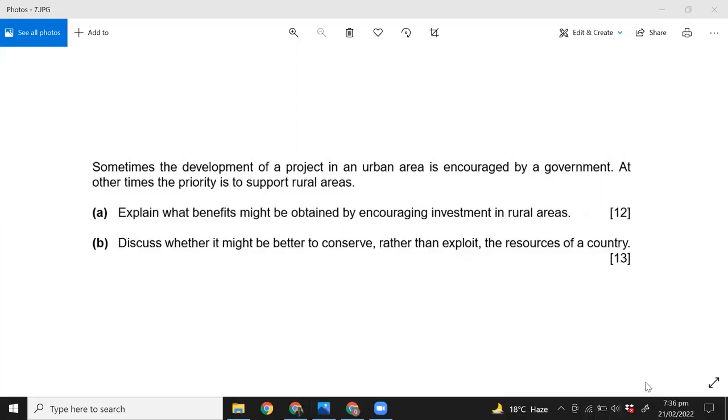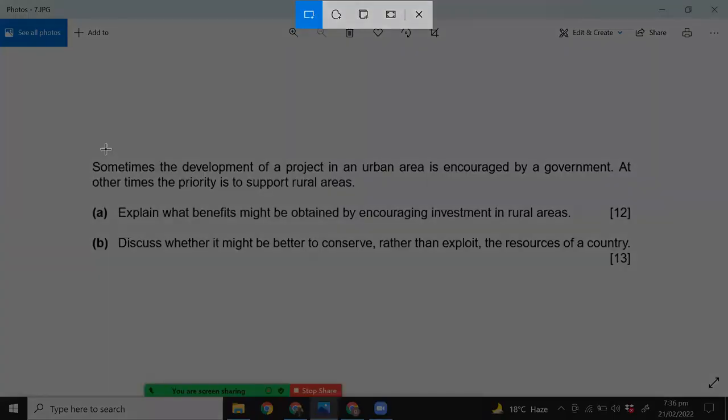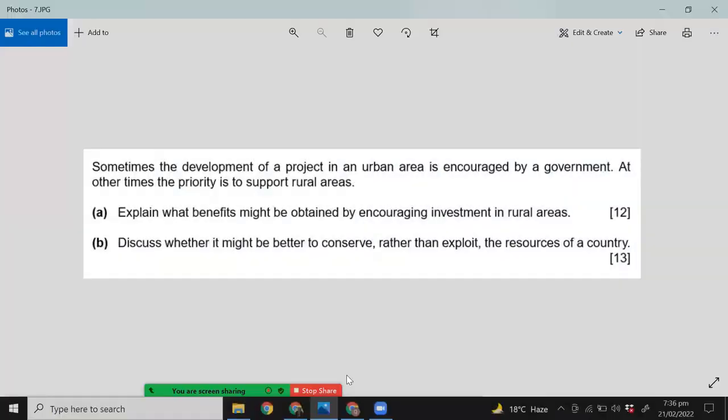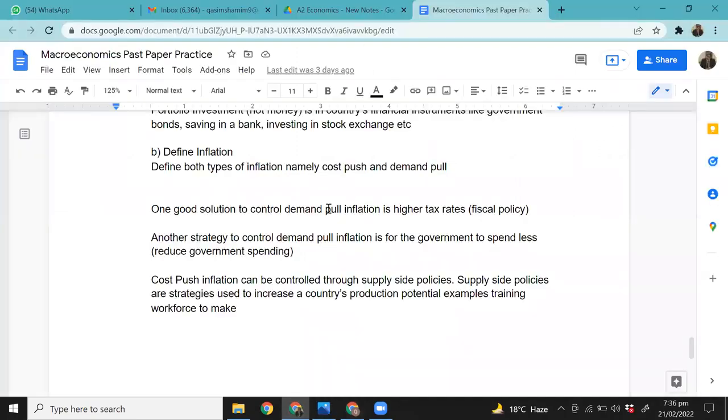Okay, so here's the first question that we'll do, right? So let me first just copy this on that document and then we get started. Okay, so students, let's read the question together.